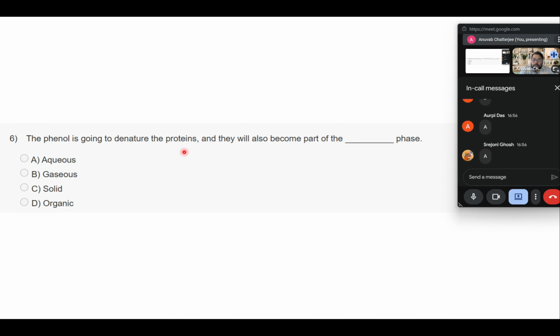Phenol is going to denature the proteins and they will become part of the blank phase: aqueous, gaseous, solid, or organic. You can put in what you think is the correct option in the chat.